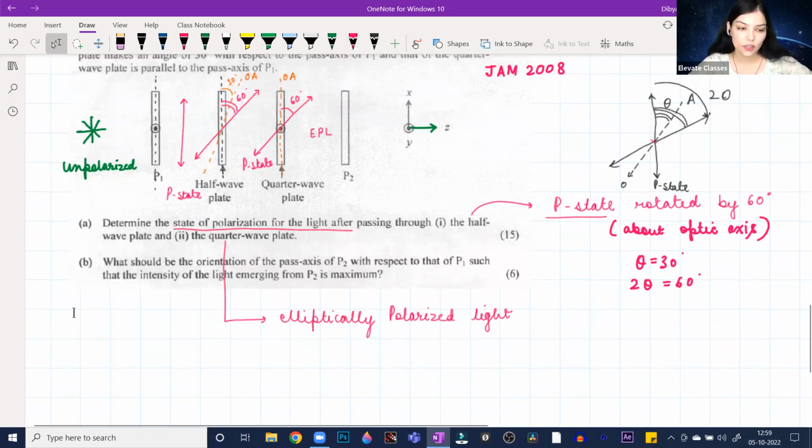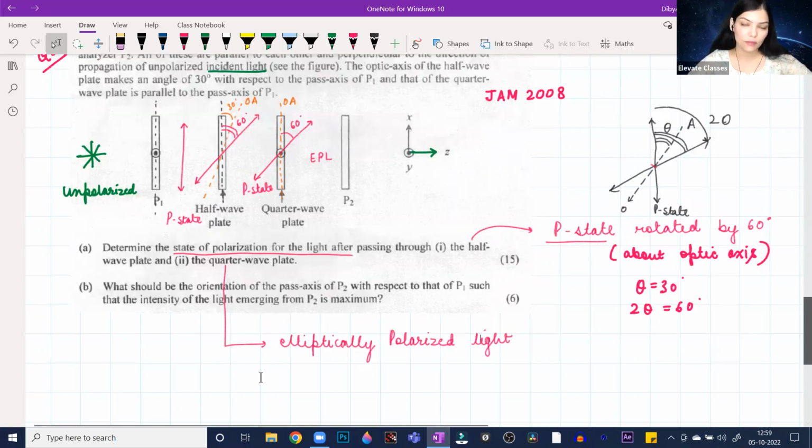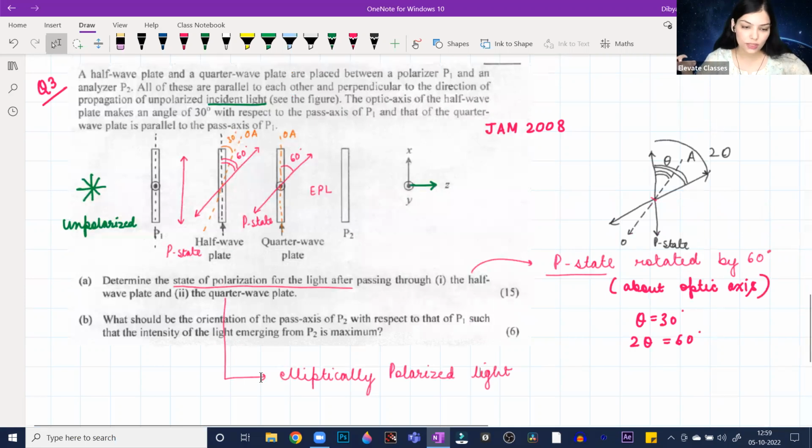ठीक है. Now the second question is that what should be the orientation of the pass axis of P2 with respect to that of P1 such that the intensity of the light emerging from P2 is maximum. So ये तो मतलब सब्जेक्टिवली सॉल्व करना था, बट अगर हम इसको बहुत ही नॉर्मल तरीके से सोचने की कोशिश करें, सो नाउ द क्वेश्चन इज आस्किंग कि मैं P2 का जो पास एक्सिस है उसको कैसे चूज करूं ताकि मुझे आउटपुट में मैक्सिमम लाइट मिले.